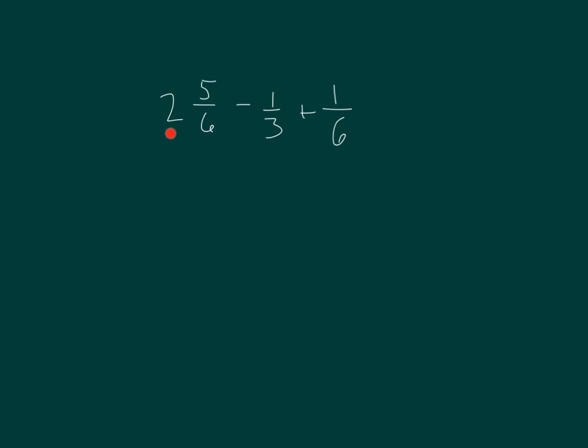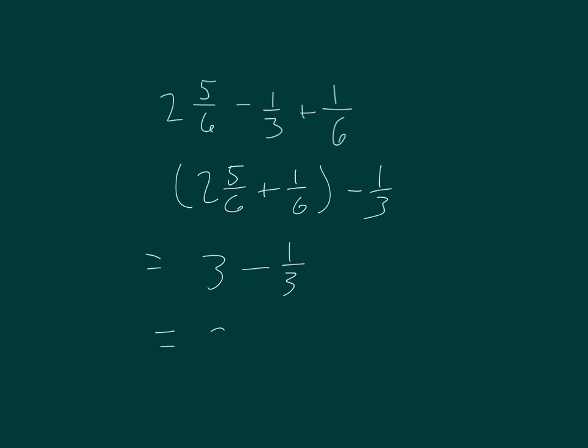Here I have 2 5/6 minus a third plus 1/6. Group our addition there. Plus 1/6 minus 1/3. 2 5/6 plus 1/6 is equal to 3. Minus 1/3 is equal to 2 2/3.